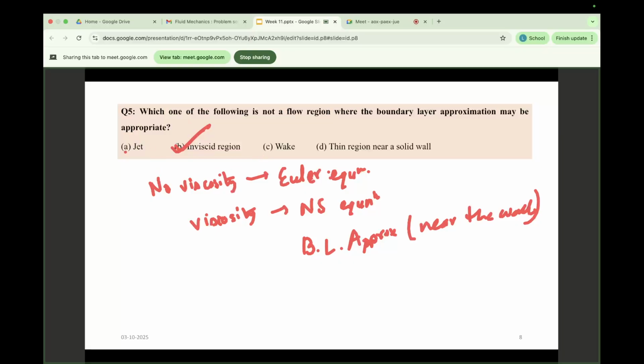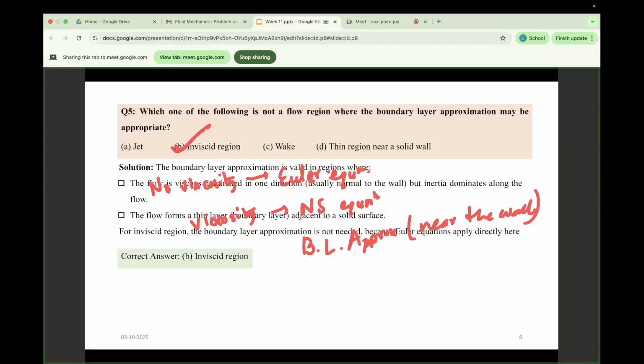And as I have talked about in the jet also in the previous slide, in this region in one direction there is boundary layer formation. So that thing is also accurate here. And a thin region near the solid wall, that is the fundamental of the boundary layer approximation method. So that's why all these three, A, C, and D, are not the correct answer. So I am moving to the next question.